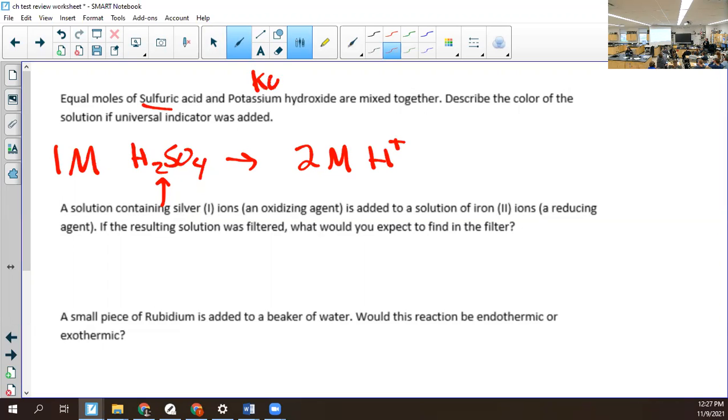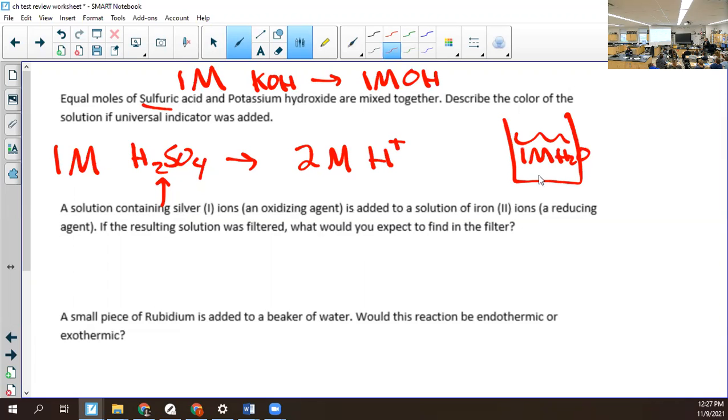Okay, but potassium, don't talk. Potassium hydroxide is KOH. When it dissociates, if I have 1 mole of it, how much OH do I get? 1 mole. So in this solution, I've made 1 mole of H2O and I have an excess of 1 mole of H+. That makes it acidic, and universal indicator is red in an acid. It's purple. It's dark purple. It can look blue, it can look black. Well, you're going to learn about indicators in way more detail.